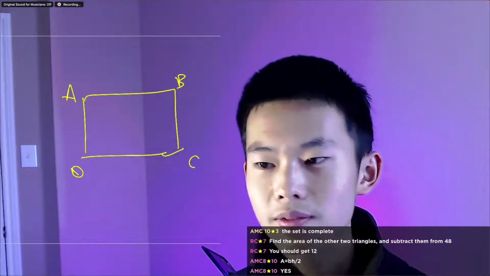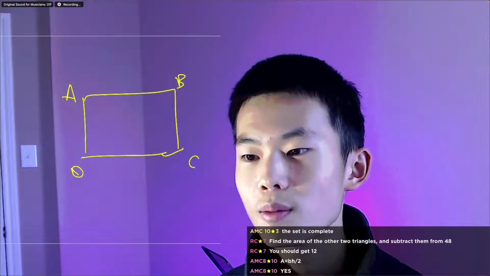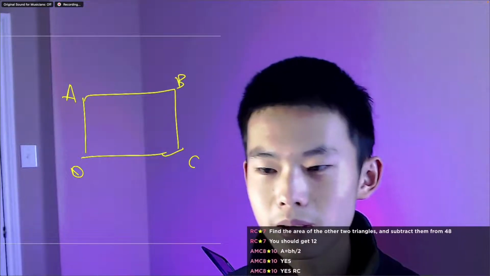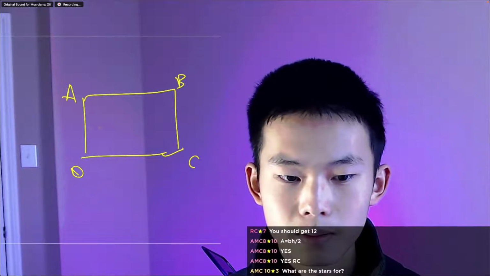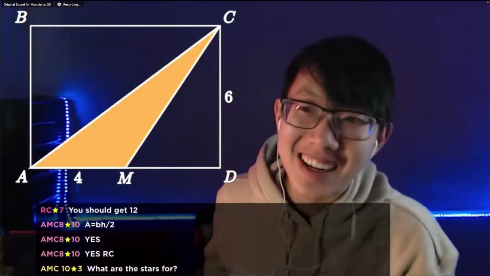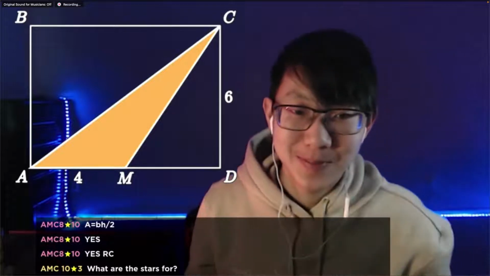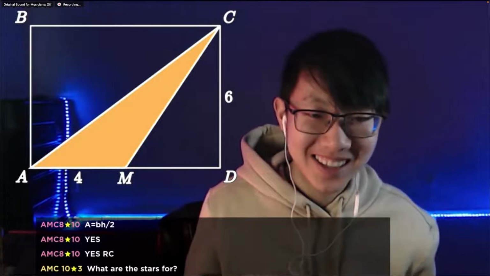So we want to figure out the area of a triangle. So who can tell me a formula to figure out the area of a triangle that might be applicable here? Wow, you guys are fast. I think you read his mind. A equals BH over 2. Base times height over 2. Thank you, MCA.